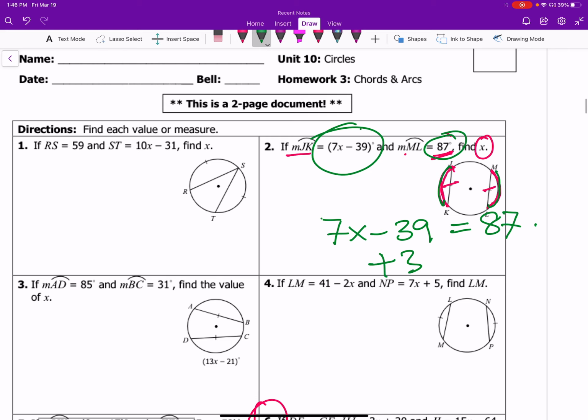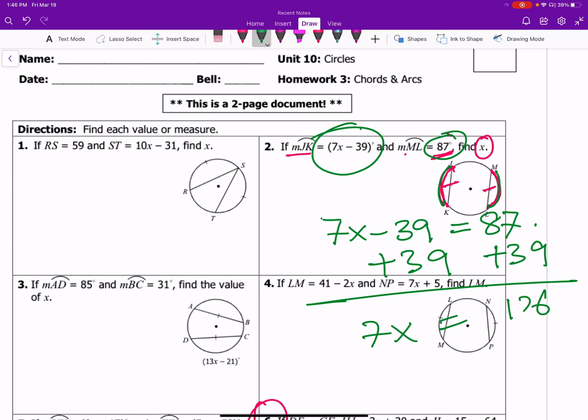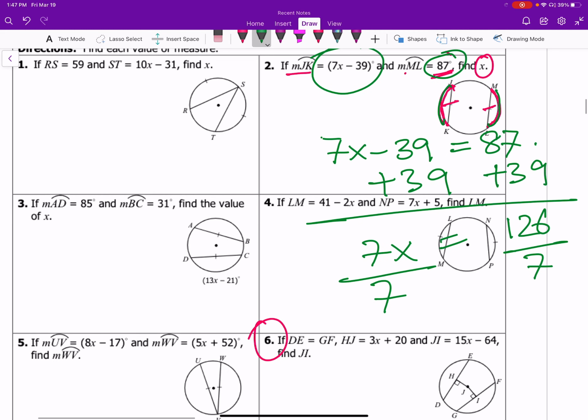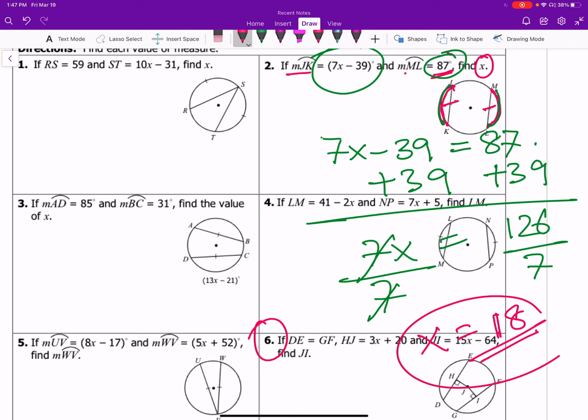So it is a simple calculation now. Your 7x becomes 87 plus 39, which is 126. Divide by 7, it is divisible by 7. So this is gone. You have x, and your x is 18. So 18. We should not be telling this as degree, so it's 18. Alright, guys.